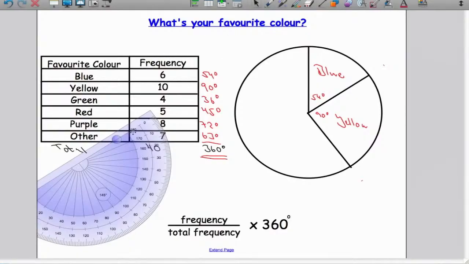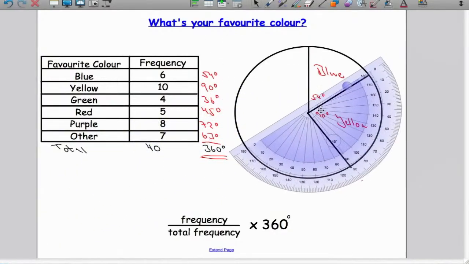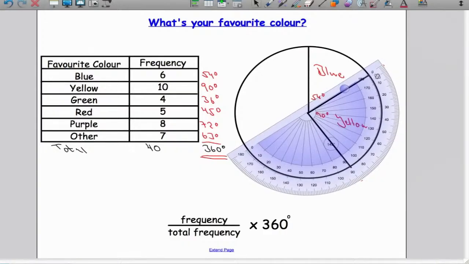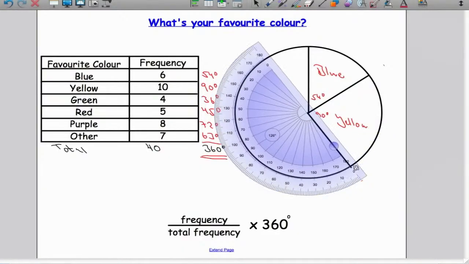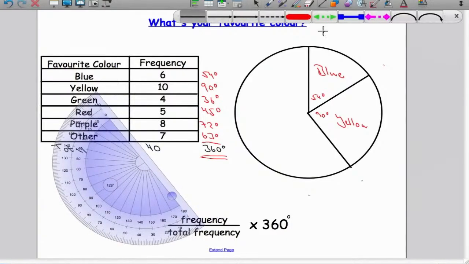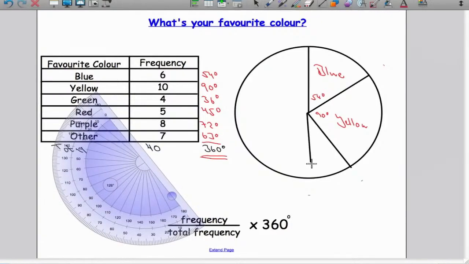Green, 36 degrees. Take your protractor, put it in the center of your pie chart. Move it around so that we're measuring from 0 as always. Measuring from 0, we need 36 degrees. So I'm going to go to 36, which is right there. Make a little mark and draw in your line. Again, labeling appropriately, 36 degrees, and that is green.